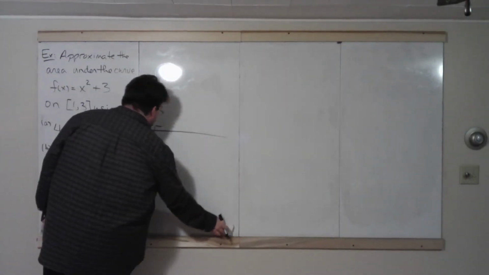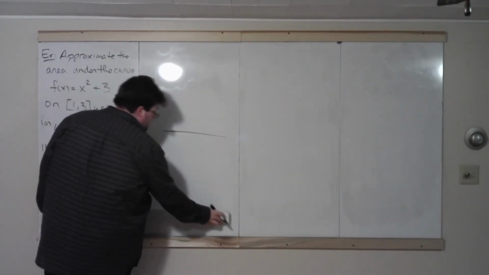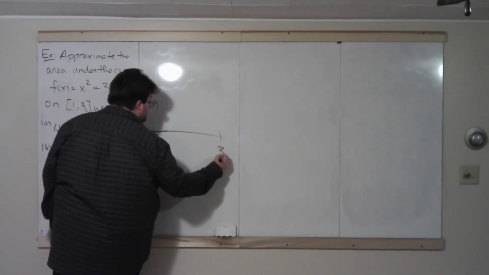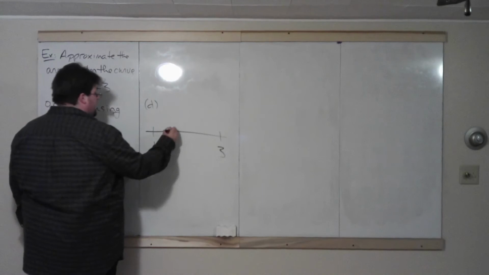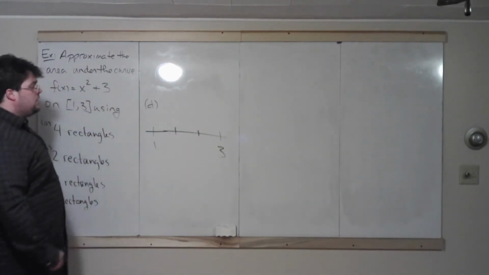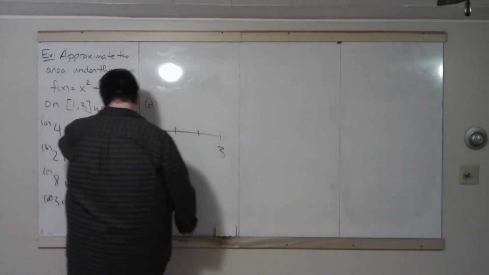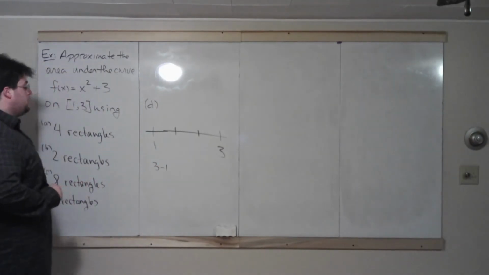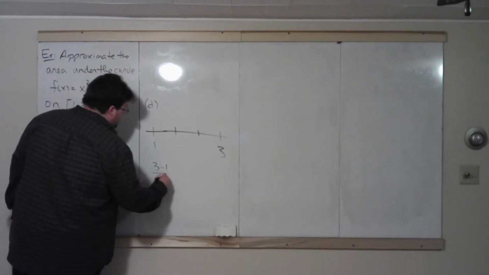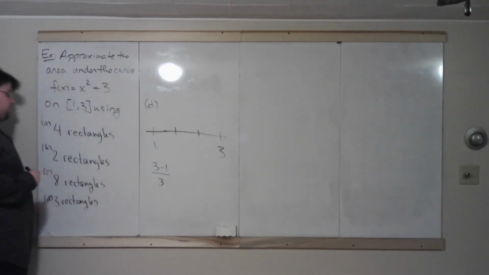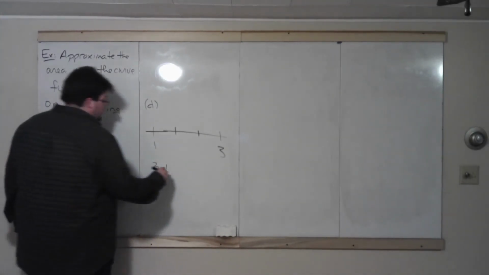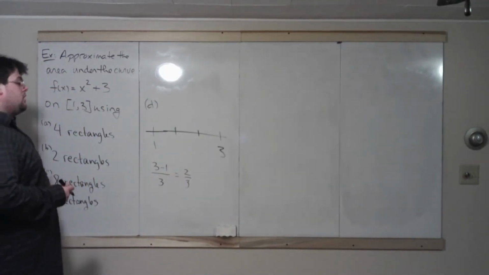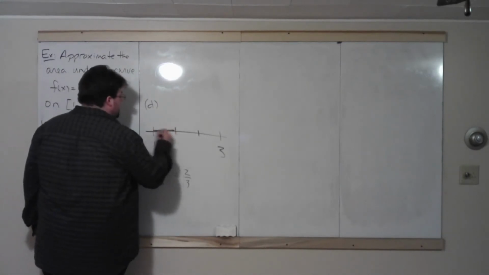We're still on 1 to 3. But in this case, we're dividing it into 3 pieces. What are those x values? Well, how do we find them? We have an interval of length 2, 3 minus 1, and we're dividing that into 3 pieces for part D. 3 minus 1 is 2, 2 divided by 3 is 2/3. So each of these subintervals is length 2/3.